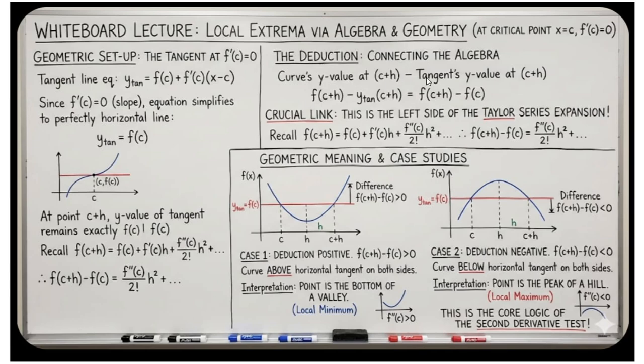Therefore the curve value relative to the tangent at c plus h is f(c + h) minus f(c). Similarly, at c minus h we get the same thing: f(c - h) minus f(c). Geometrically, we are getting the difference, and the left side and right side will tell you.